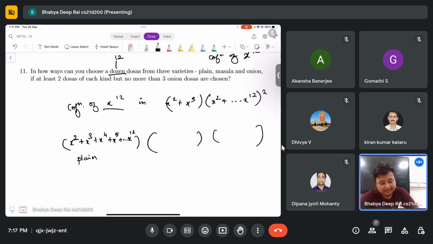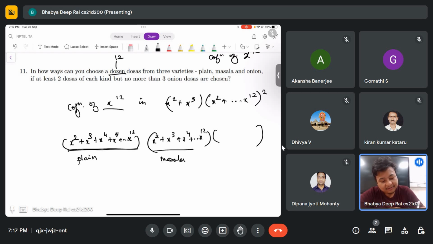So this is how many plain dosas I've chosen. Next, I'll go for masala dosa. Again, at least two dosas: x square plus x cube plus x to the 4 plus so on till x to the 12. Okay, all well and good.